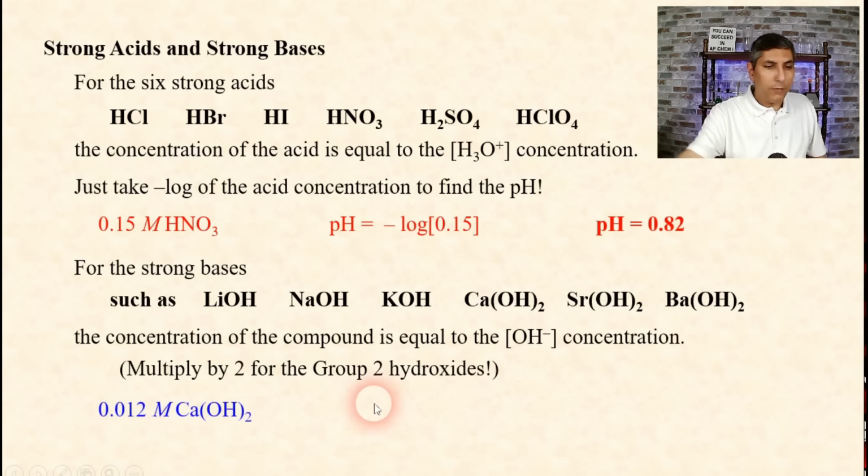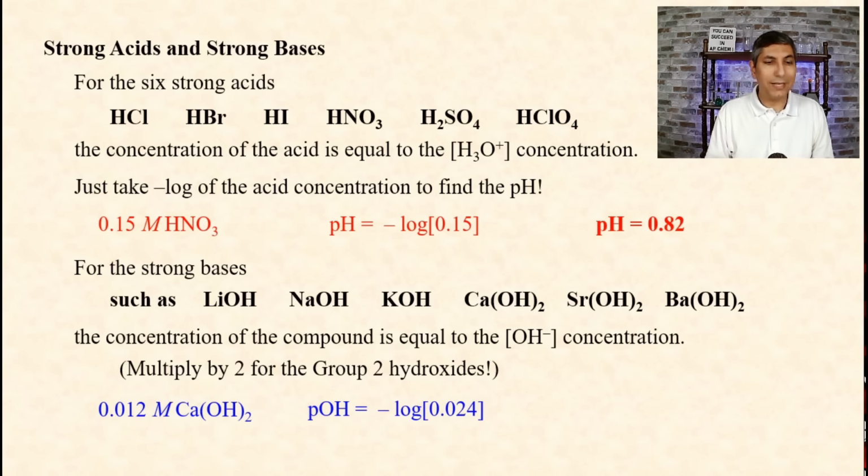So for example, if you have 0.012 molar calcium hydroxide, and the question asks you to find the pH of that, well, you have to remember that the hydroxide concentration is 2 times that value. So the hydroxide is 0.024. So when you find the pOH, you take the negative log of 0.024, not 0.012.